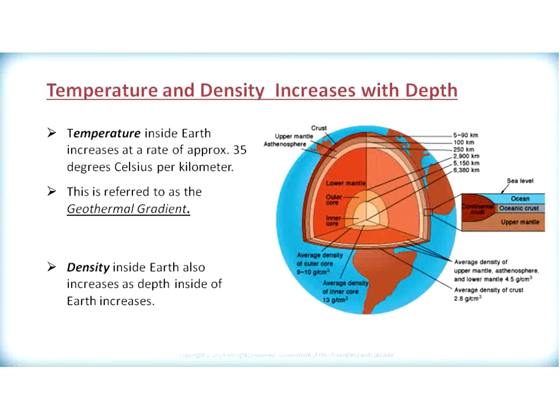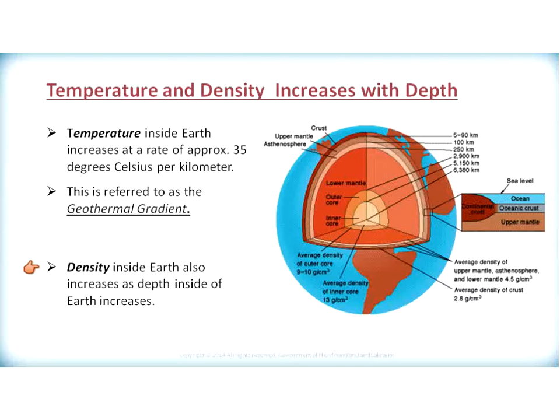Another aspect of the Earth's interior that we should look at this point is temperature and density. And we see that both temperature and density increase with depth inside the Earth. Temperature inside the Earth increases at a rate of approximately 35 degrees Celsius per kilometer. And this is what we refer to as the geothermal gradient. When looking at density, density inside the Earth also increases as depth inside the Earth increases.